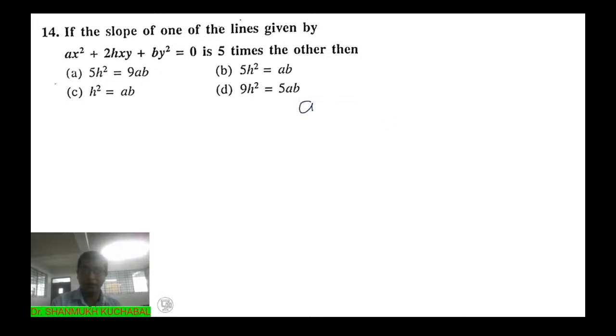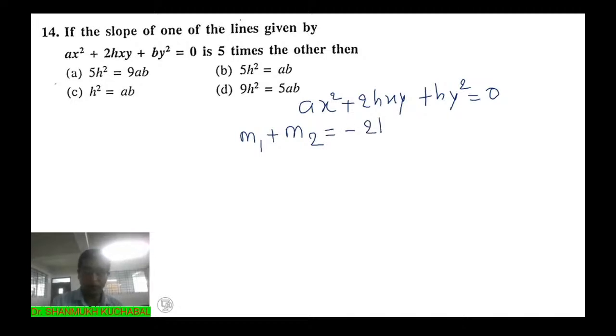So the equation is ax square plus 2hxy plus by square equal to 0. Then the slopes' sum is given by m1 plus m2 equal to minus 2h divided by b. Similarly, m1 into m2 is given by a divided by b. These are discussed in the previous video notes. The people who are new to this video kindly go through it.